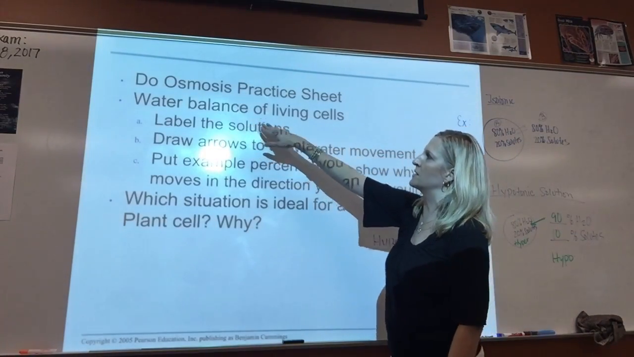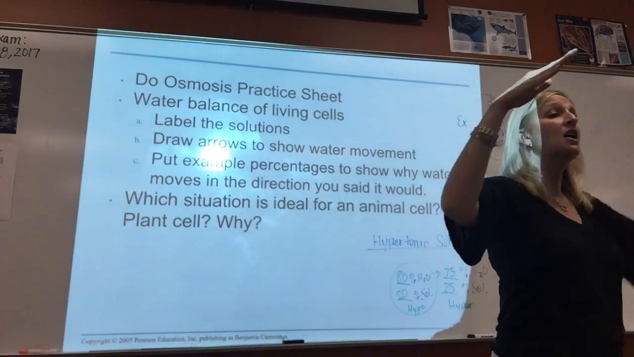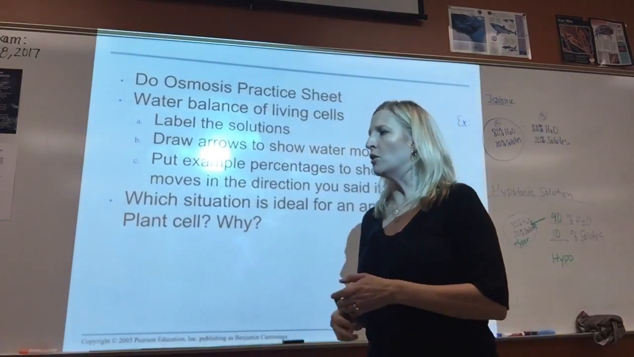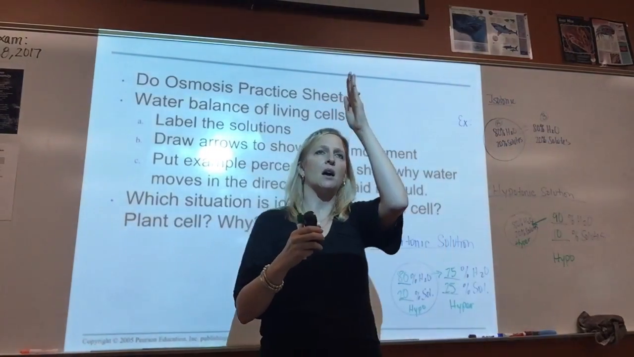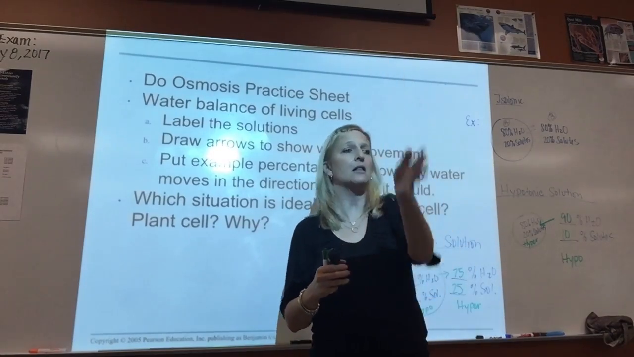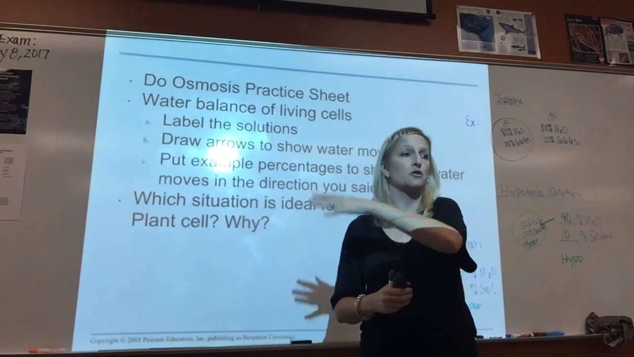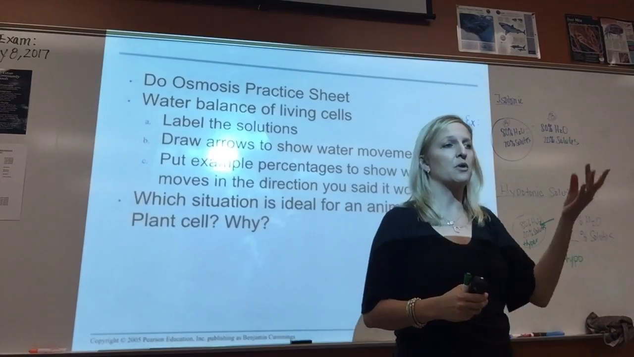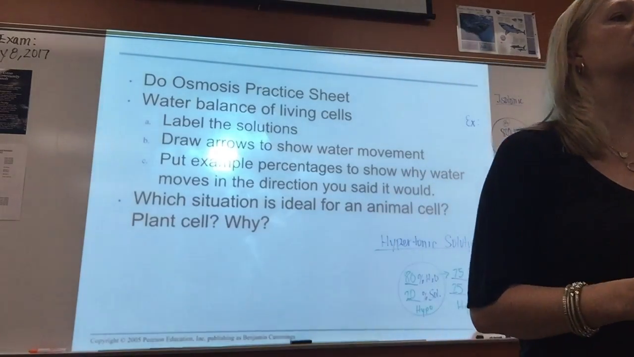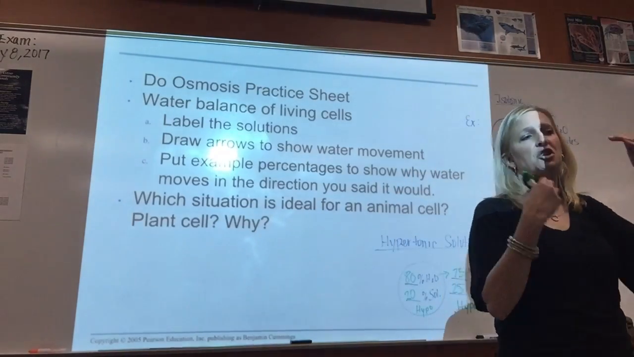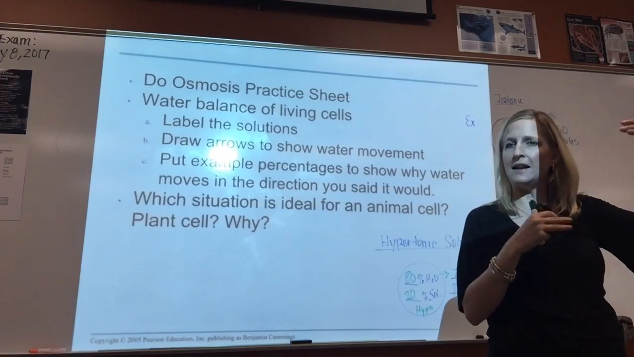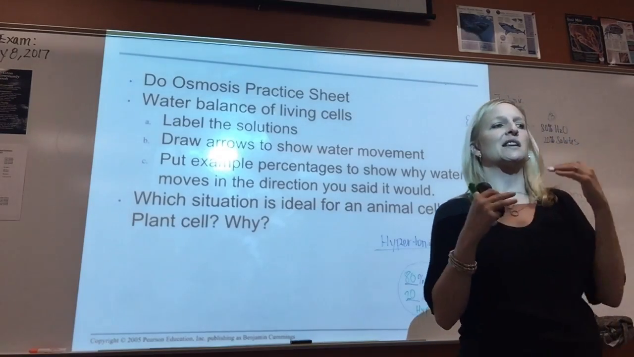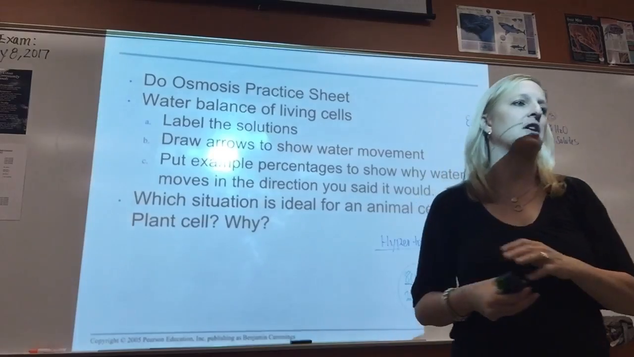So on that side that says water balance of living things, first of all, notice it's set up like a chart. So you have 3 columns for different types of solutions. So iso, hyper, and hypotonic solutions. And then you have 2 rows to show the plant and an animal cell immersed in each one of those 3 different kinds of solutions.